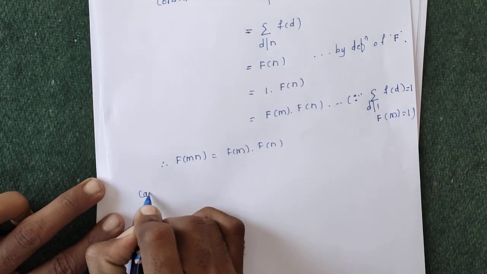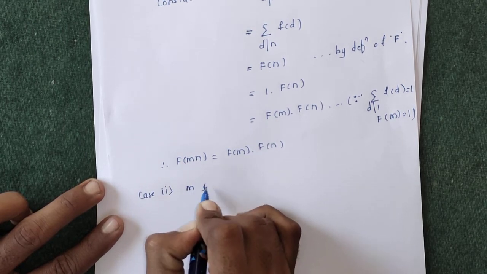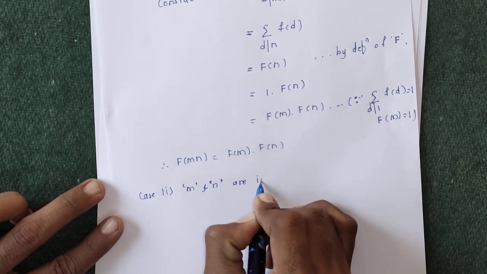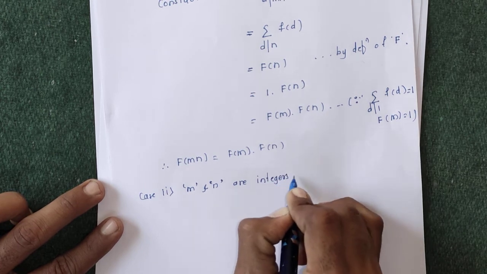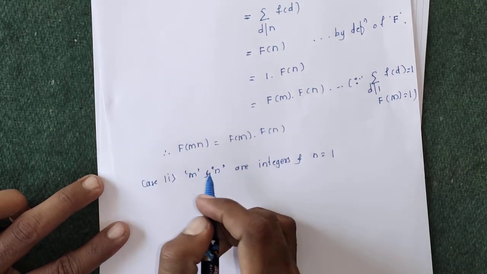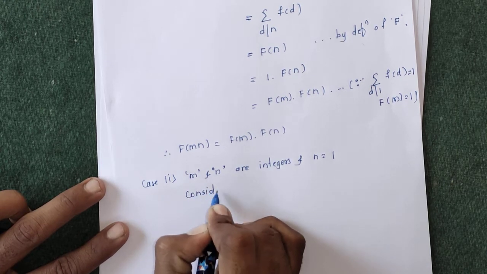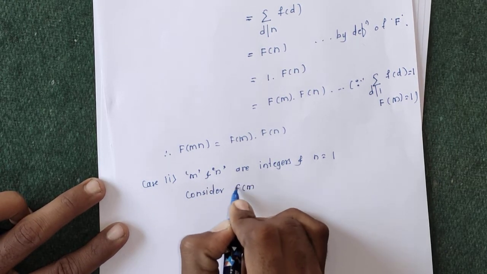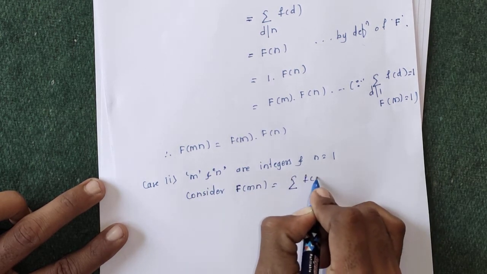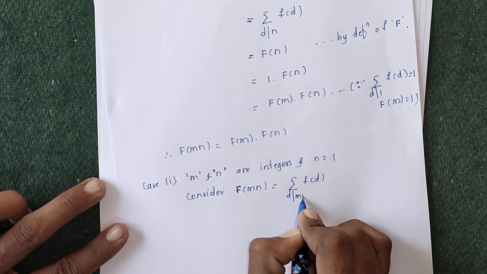Now in the second case, similarly, we are going to prove it where m and n are integers and n is equal to 1. Our claim is again that capital F of mn is equal to capital F of m into capital F of n. Now consider capital F of mn, which is equal to the summation of f of d, where d is a divisor of mn.